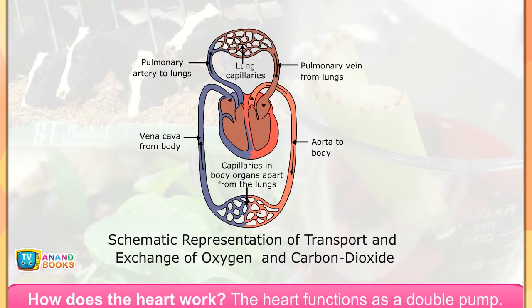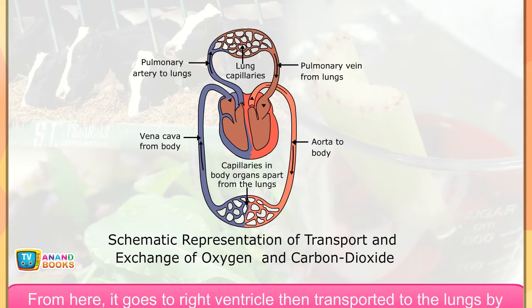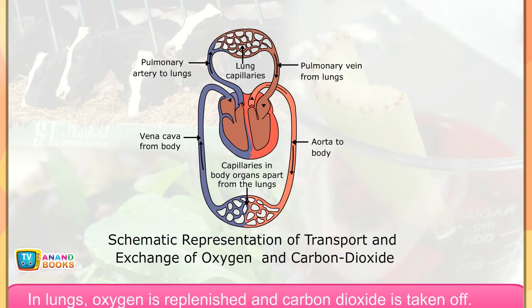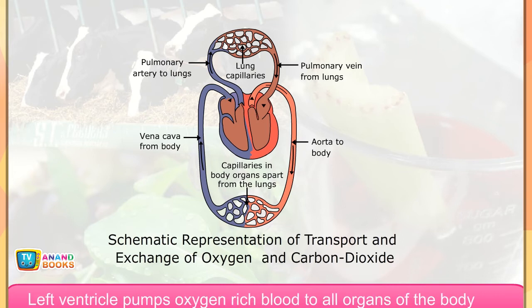How does the heart work? The heart functions as a double pump. Impure blood through veins enters the right atrium. From here, it goes to the right ventricle, then is transported to the lungs by the pulmonary artery. In the lungs, oxygen is replenished and carbon dioxide is taken off. Purified blood reaches the left atrium and then the left ventricle. The left ventricle pumps oxygen-rich blood to all organs of the body through arteries. This process goes on and on.